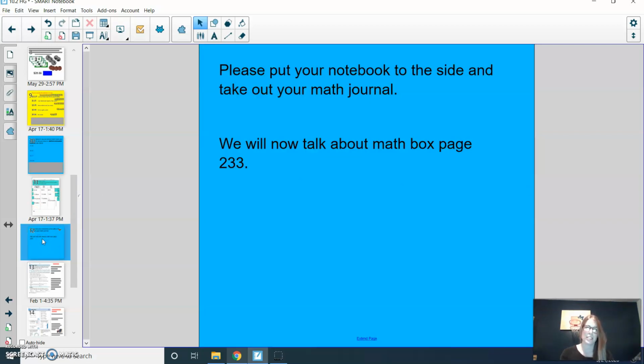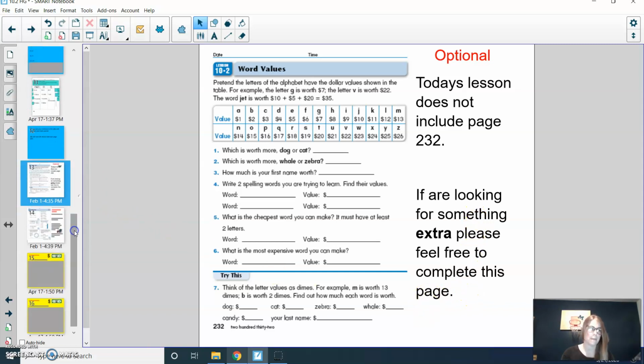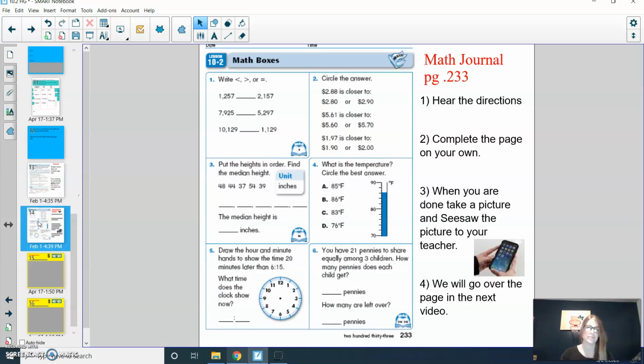Please put your notebook to the side and take out your math journal. We will now talk about Math Journal page 233. You probably noticed that today's lesson does not include page 232. If you're looking for something extra, please feel free to complete this page. Math Journal page 233. I'm first going to talk about the directions, then I'm going to ask that you complete the page on your own.